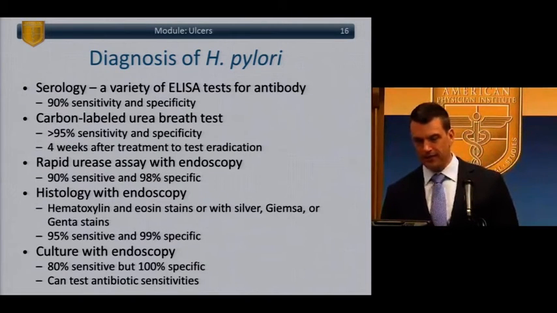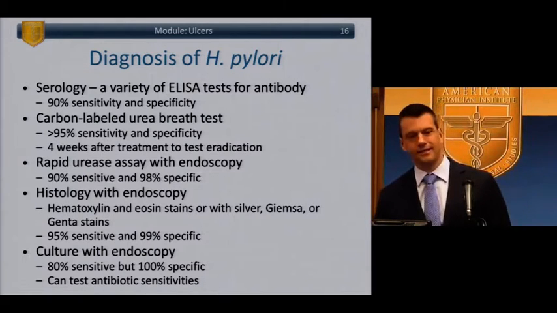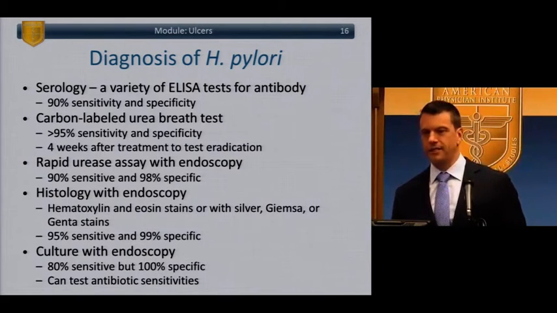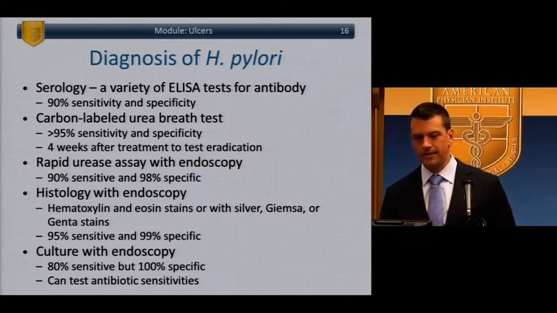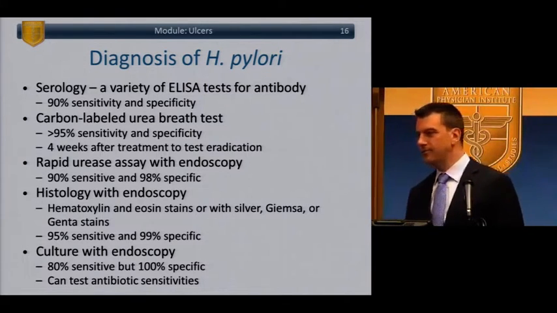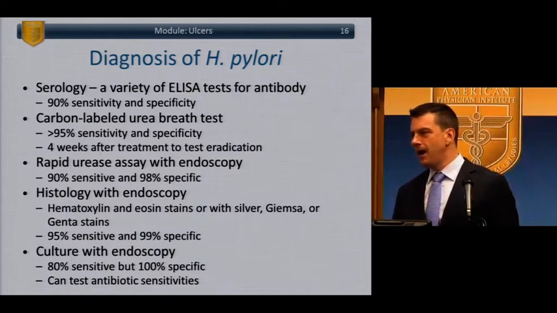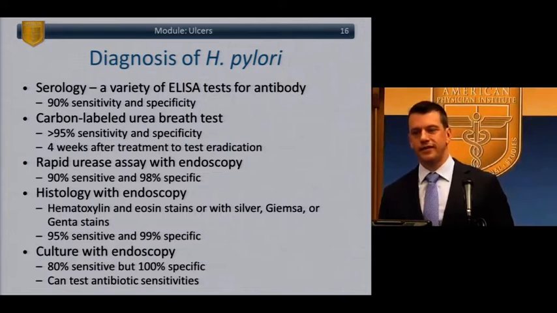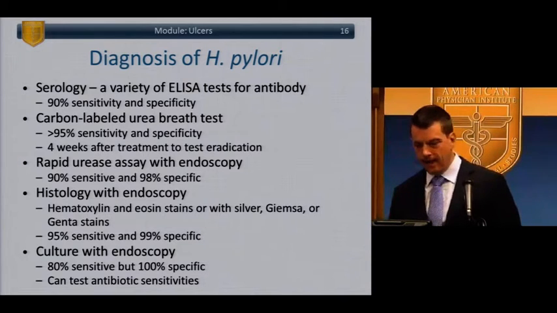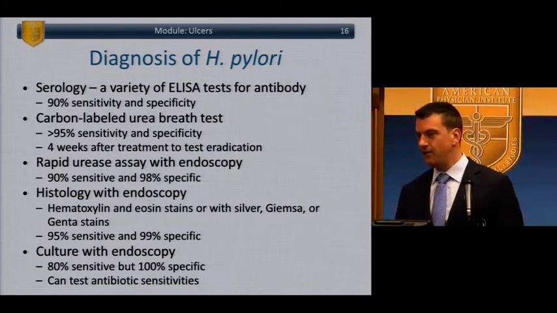Diagnosis of H. pylori, this is important. There's a variety of ELISA tests. These are 90% sensitive and specific. This can be done as basic serology, so for convenience of use, this is probably the best. Carbon-labeled urea breath test. This is also very good. One of the better ways to use this is 4 weeks after you've done something to see if you've indeed eradicated H. pylori. There's a rapid urease assay with endoscopy.